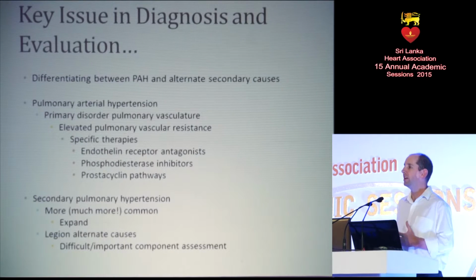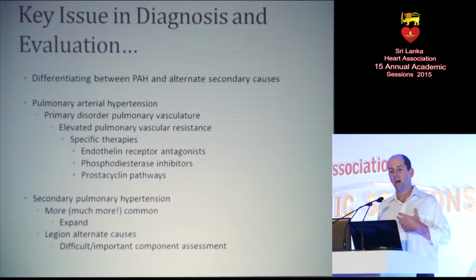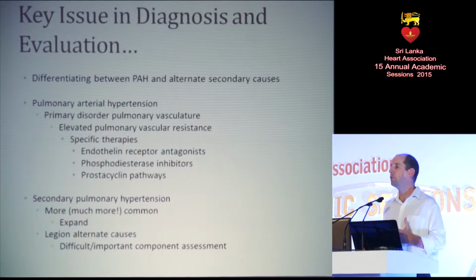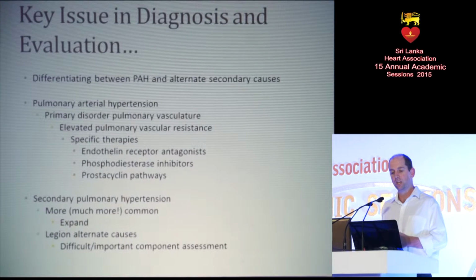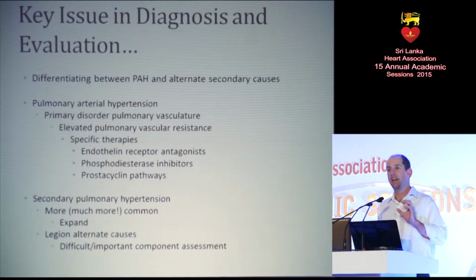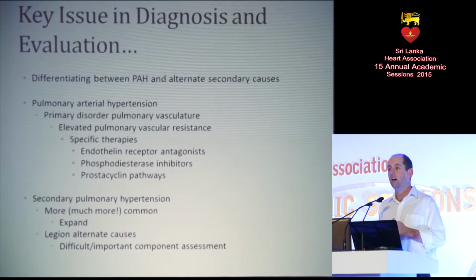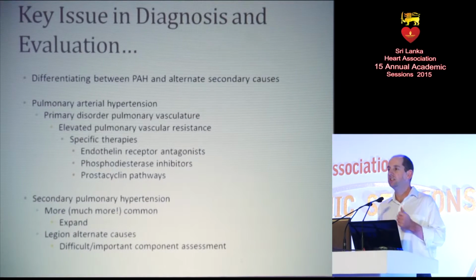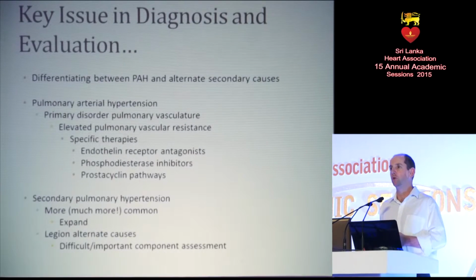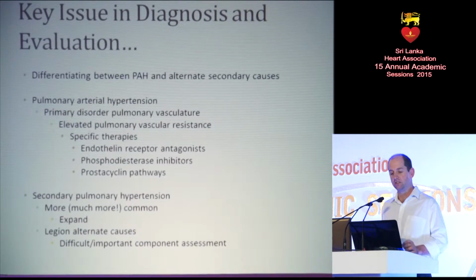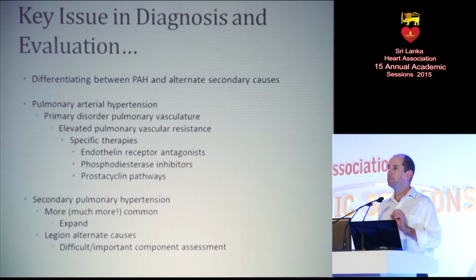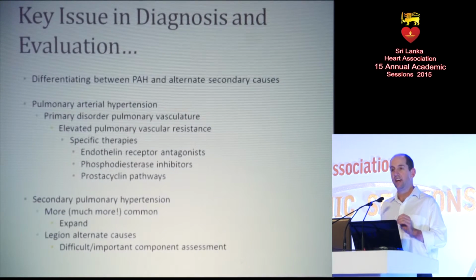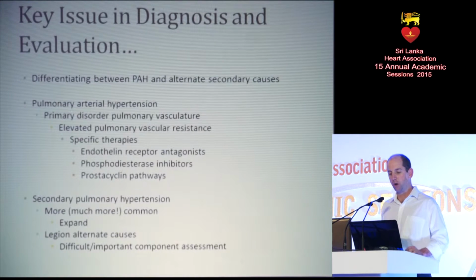Now, when it comes to diagnosing and evaluating pulmonary hypertension, I think the key issue is differentiating between pulmonary arterial hypertension and pulmonary hypertension secondary to other causes. We know that pulmonary arterial hypertension is a disorder of the pulmonary vasculature characterised by elevated pulmonary vascular resistance, for which there are specific therapies that we'll talk about as the evening wears on. Secondary pulmonary hypertension is much more common, and again, that's something I'll talk about in subsequent slides. But because there are so many alternate causes, that is the difficulty in assessing these patients with pulmonary hypertension.